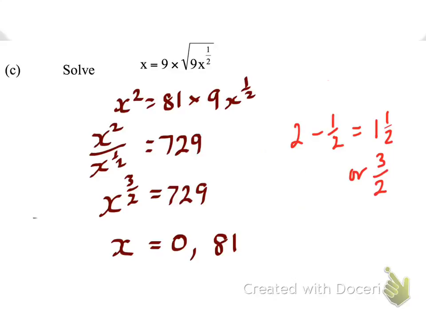If we have x is 0, just go back into the equation. 0 equals, and this bit here, 0 to the power half is 0, so anything times 0 is also going to be 0. So both sides equal 0 when x is 0. And that's for relational thinking.